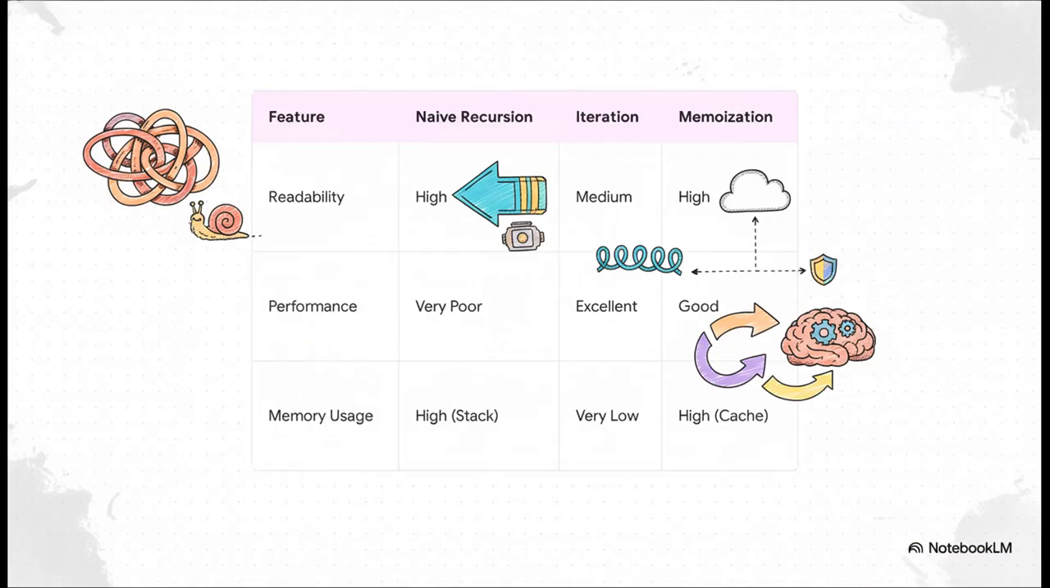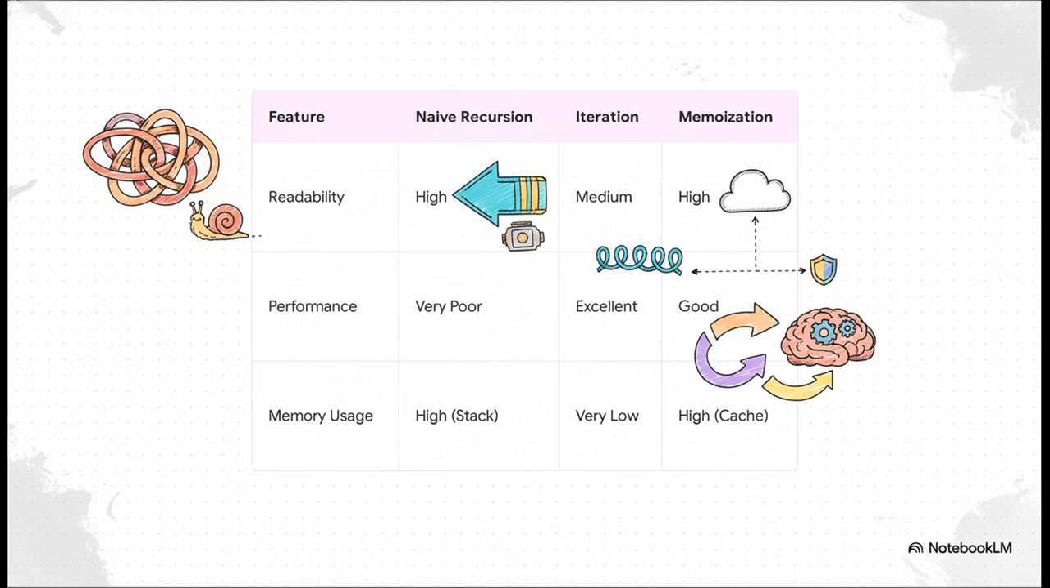And this table here, this really lays out the trade-offs. You've got your naive recursion, which is super easy to read, but the performance is just awful. Then you have iteration using a loop. It's fast, it's efficient with memory, but sometimes the code isn't as clean. And then there's memoization. You can think of it as smart recursion, which tries to give us the best of both worlds.